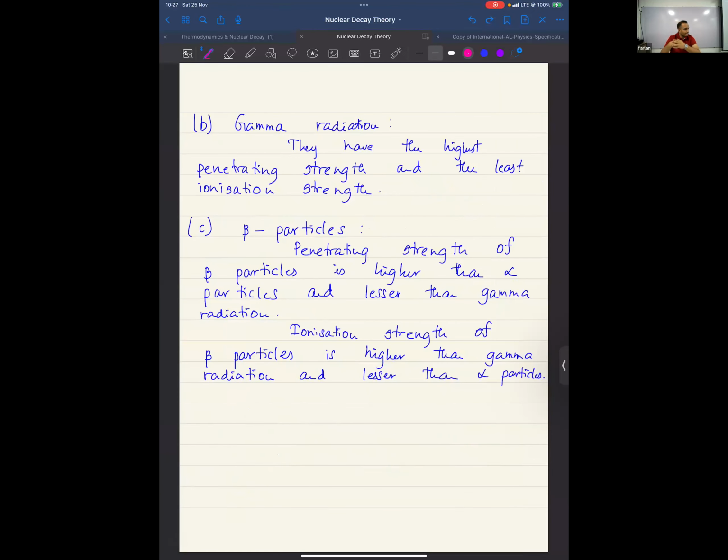Gamma radiation. They have the highest penetrating strength, and the least ionization strength.